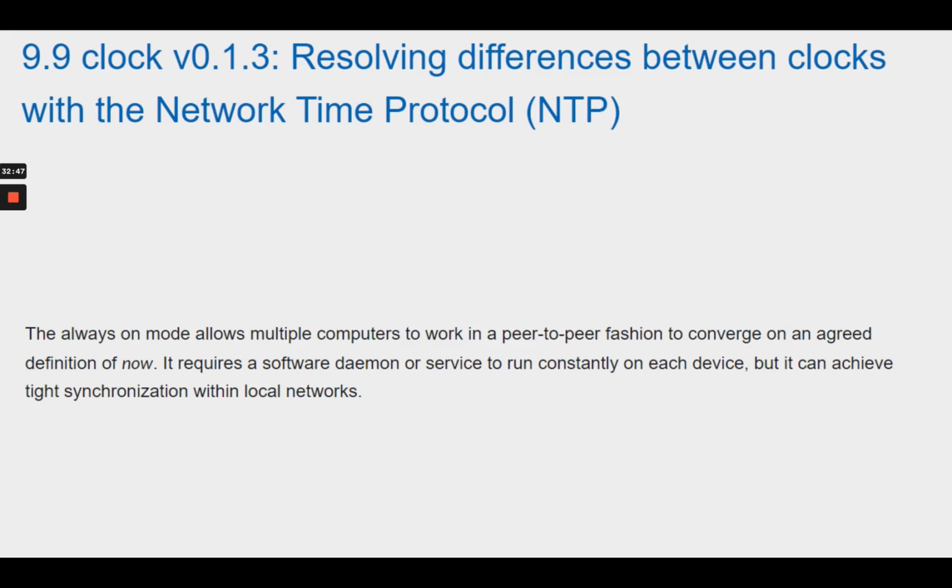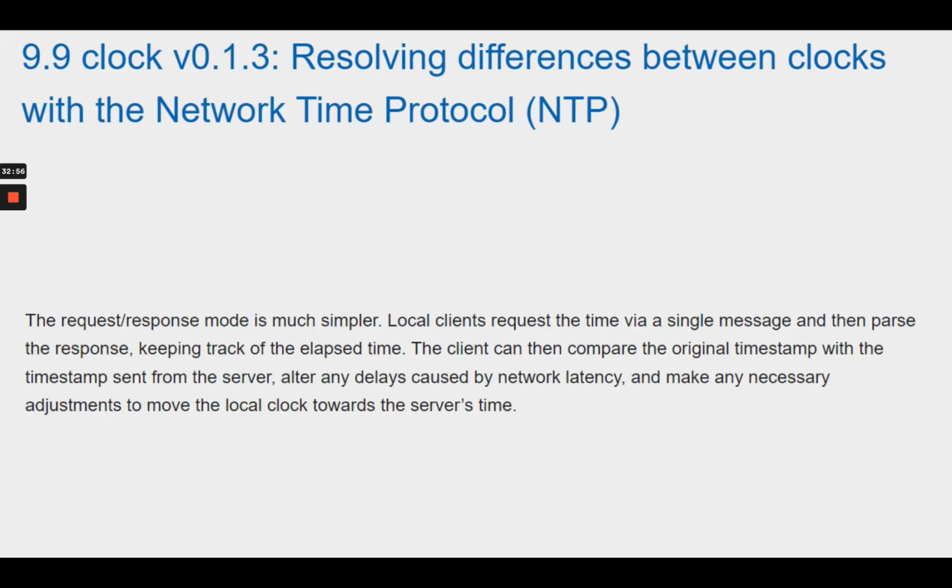It requires a software daemon or service to run constantly on each device, but it can achieve tight synchronization within local networks. The request-response mode is much simpler. Local clients request the time via a single message and then parse the response, keeping track of the elapsed time. The client can then compare the original timestamp with the timestamp sent from the server, alter any delays caused by network latency, and make any necessary adjustments to move the local clock towards the server's time.